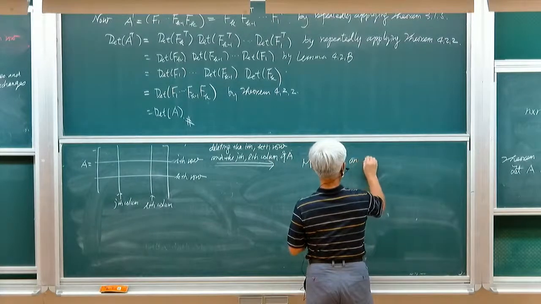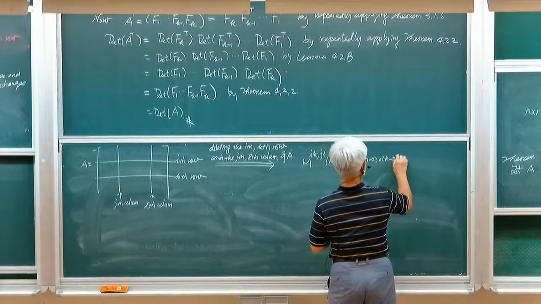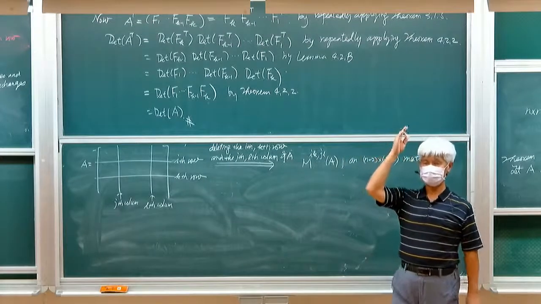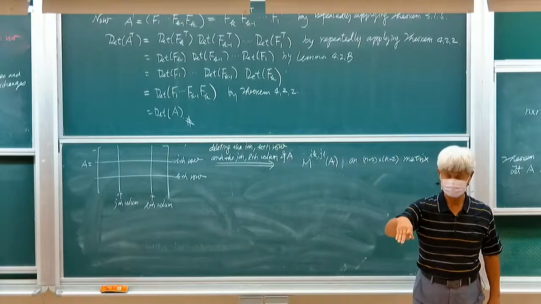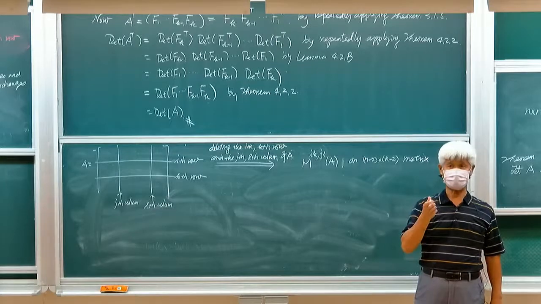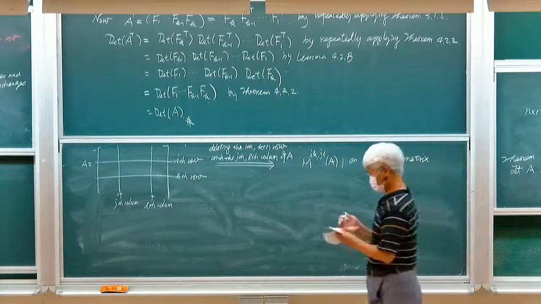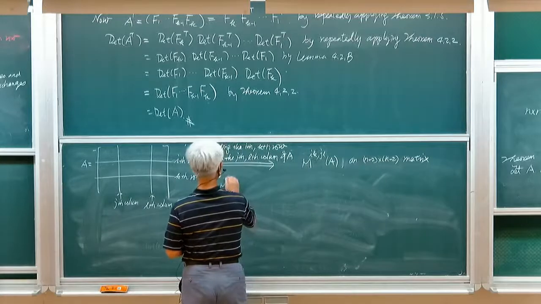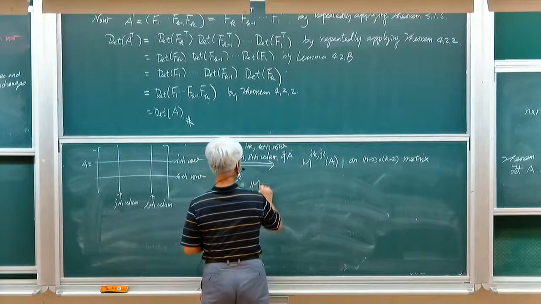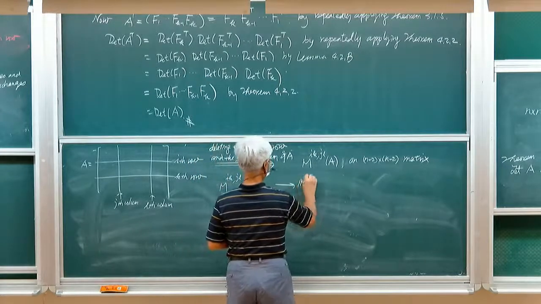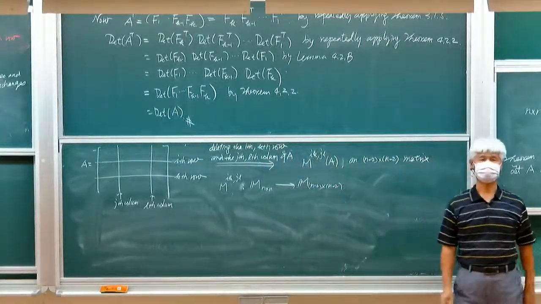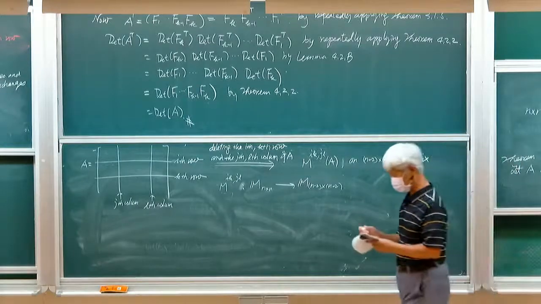An n minus 2 times n minus 2 matrix. So we delete two rows and two columns of the original matrix A, and what we obtain is an n minus 2 times n minus 2 matrix. So that M_ikjl is an operator that goes from matrices to matrices.